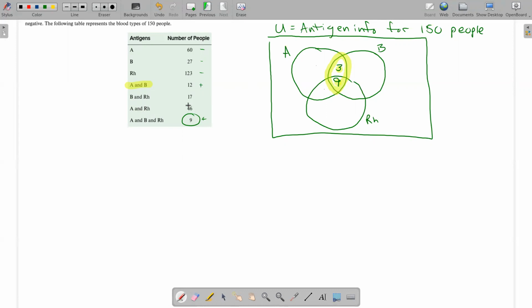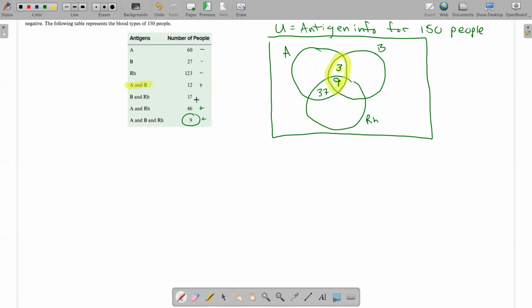The A and the RH claim was there were 46 of those altogether. A and RH over here. I've accounted for 9 of those 46. So that's going to leave me, what, 37 here? 37 plus 9 is 46. So here's those 46 that have A and RH. Some of them also have B. Next one, so I've got that one covered.